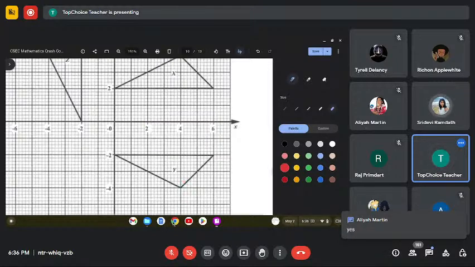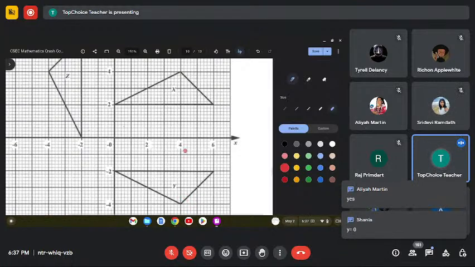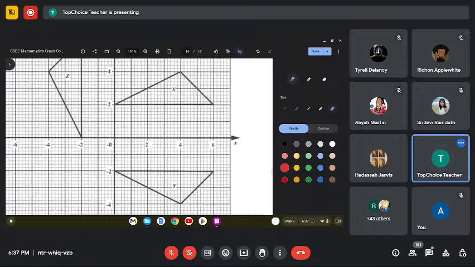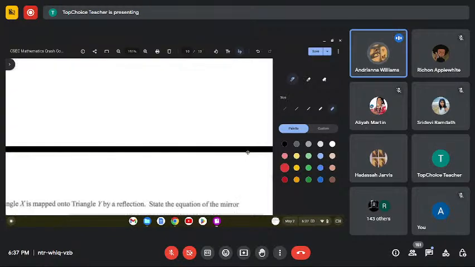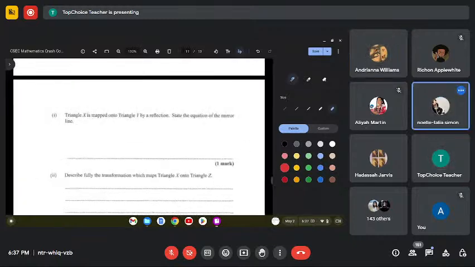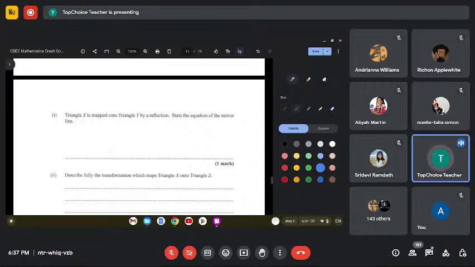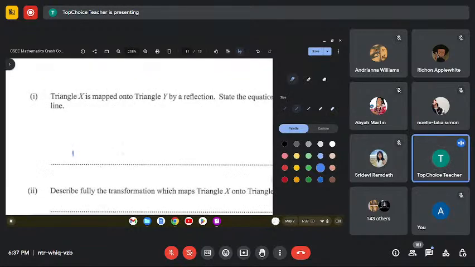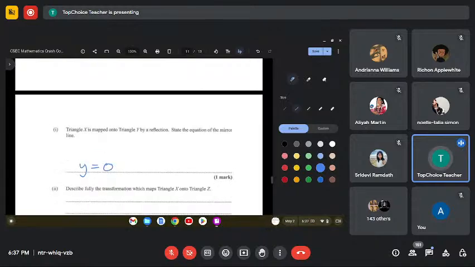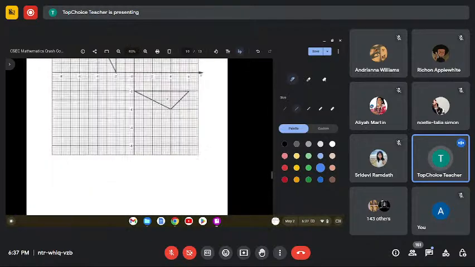Yes, sir. So before I even explain what the equation for the x-axis is, does anyone know the actual equation for the x-axis? Y equals 0. Right. Y equals 0. I'm going to explain for those who don't understand, but that is correct. The equation of the x-axis is y equals 0.